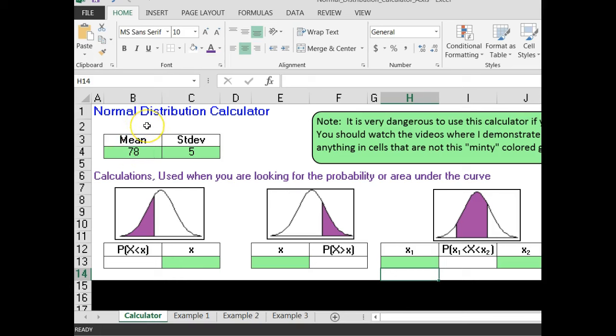What is the probability that X is less than 76? Less than 76 is our probability to the left, so we were using this one. Less than 76. Boom. The probability is 0.3446. Honest to goodness, we just nailed that in about 2 or 3 seconds.